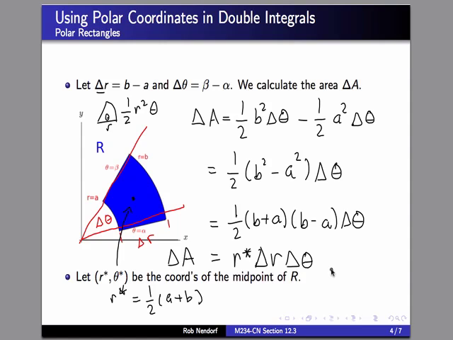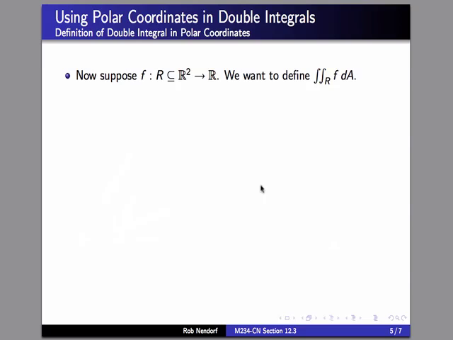So we've come up with this formula for the area of one of these individual polar rectangles. Now we're ready to come up with a formula to compute a double integral over one of these polar rectangles. So we need a function. So suppose f is a function from R2 to R that's at least defined on the polar rectangle R itself. So we want to define this double integral of f over R dA, but completely using polar coordinates.